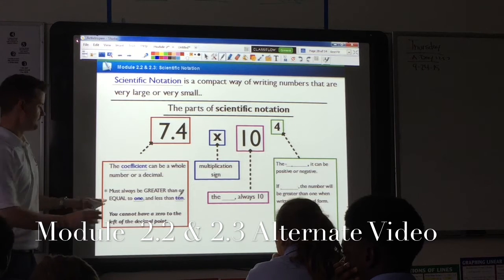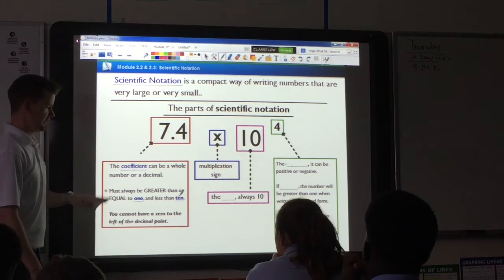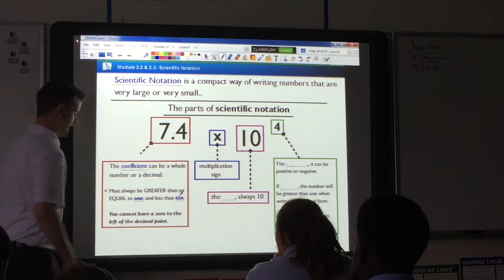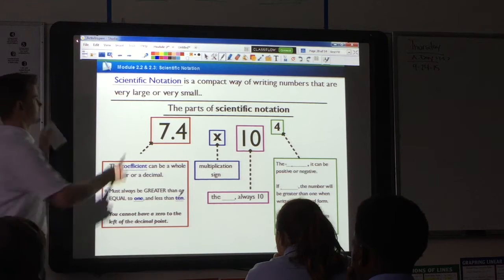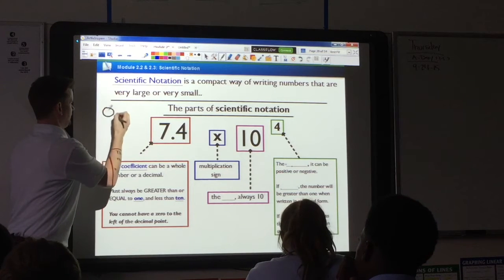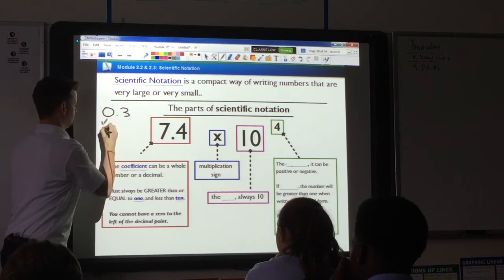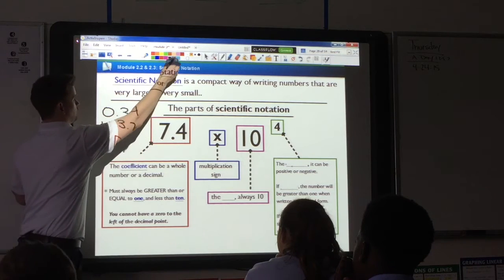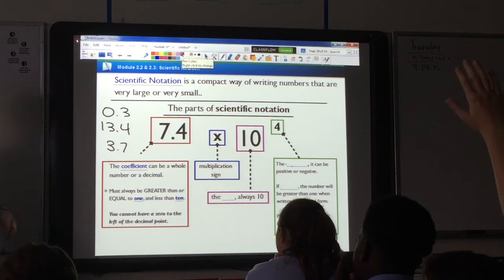All right. So the coefficient must always be greater than or equal to 1, and it must be less than 10. How can you tell? First rule, make sure that you never have a 0 to the left of the decimal point. Let me write 3 coefficients up here. You tell me which one of them is good and which ones are not good. There's a coefficient. There's a coefficient. There's a coefficient. 2 of these coefficients are no good.